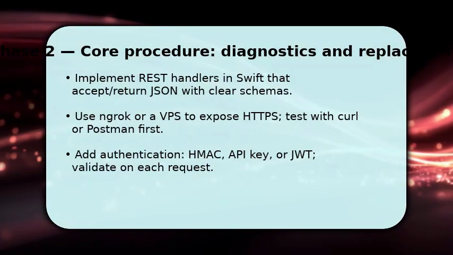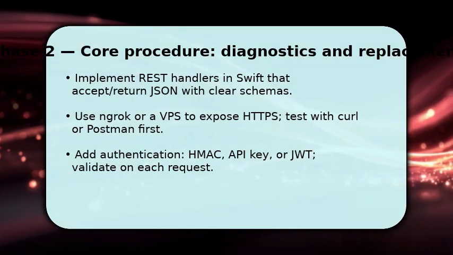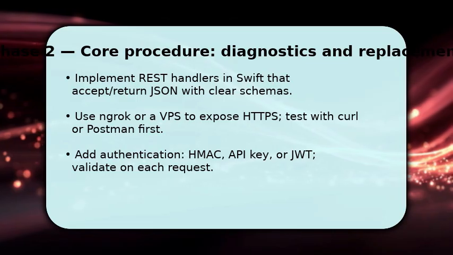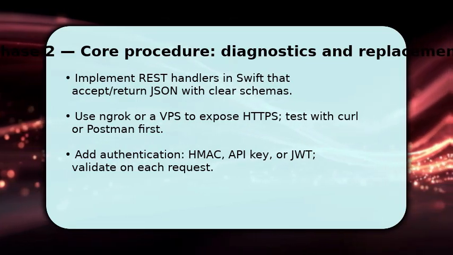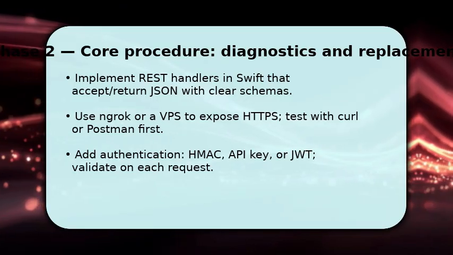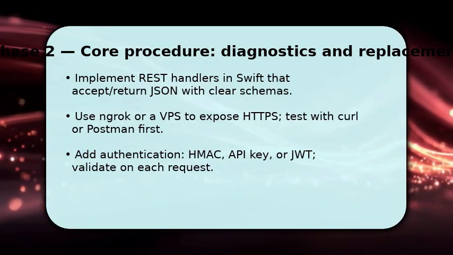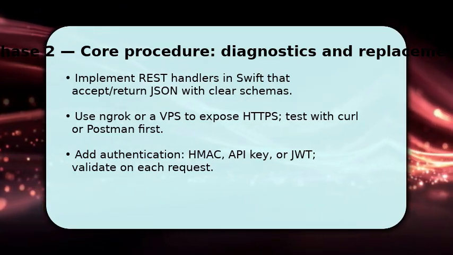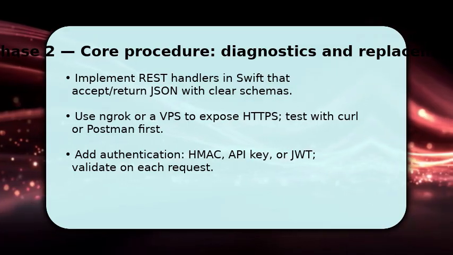Next, you implement the API and test it thoroughly. Write Swift handlers that parse and return strict JSON. Using Codable ensures safe decoding. Run the server locally and expose it with ngrok for quick HTTPS testing. Validate endpoints with curl or Postman before touching Roblox.